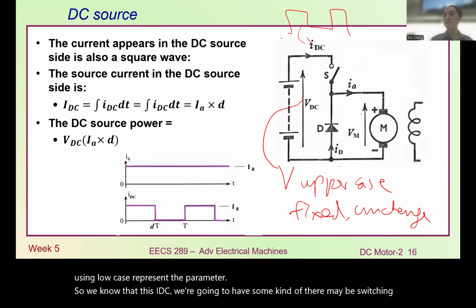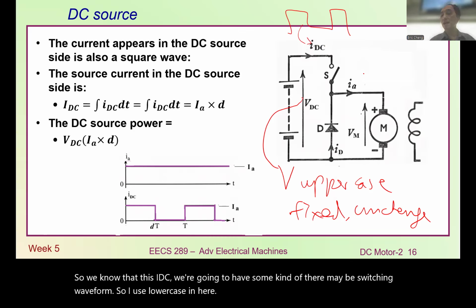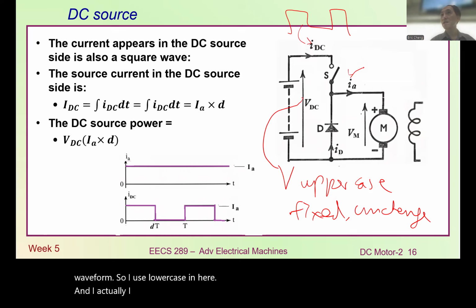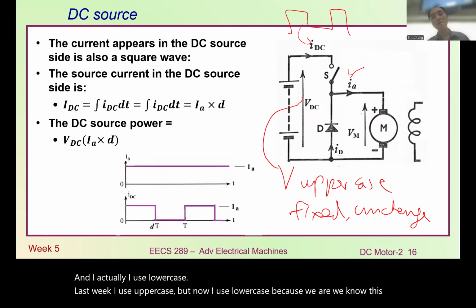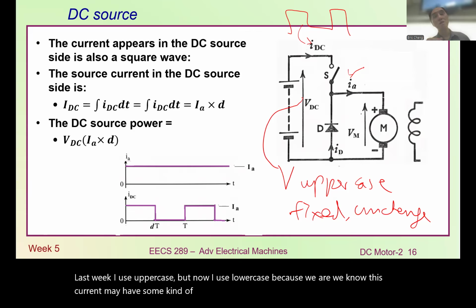So I use lowercase here, and for iA here I also use lowercase. Last week I used uppercase, but now I use lowercase because we know this current may have some kind of variation later on.